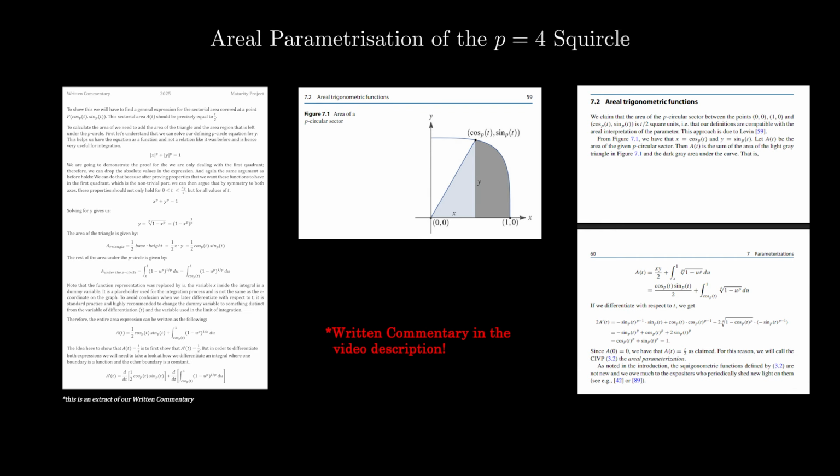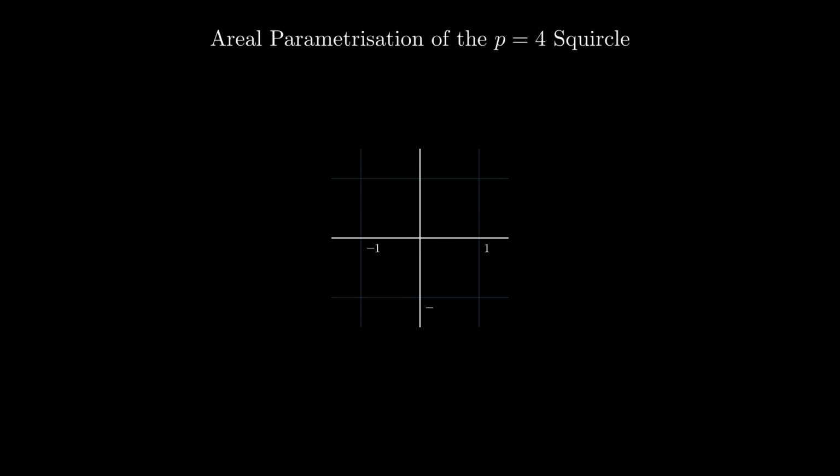Remember when I said that the p-circles can only be parametrized by one aspect at a time, so either by area, by arc length, or by angle? Well, this is the areal parametrization, and there is a proof for it. Here it is, the page in the book, and curious viewers can have a look at it. But for now, let's just start with the animation.